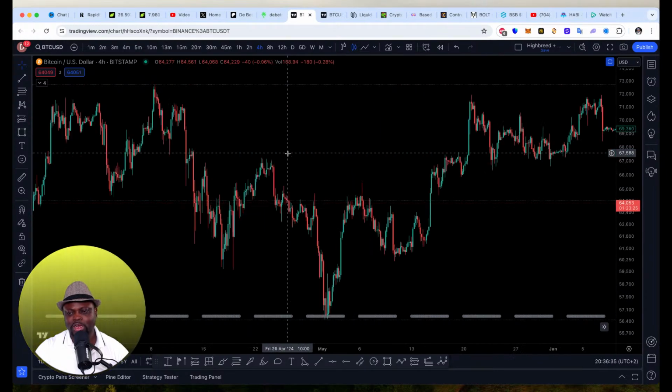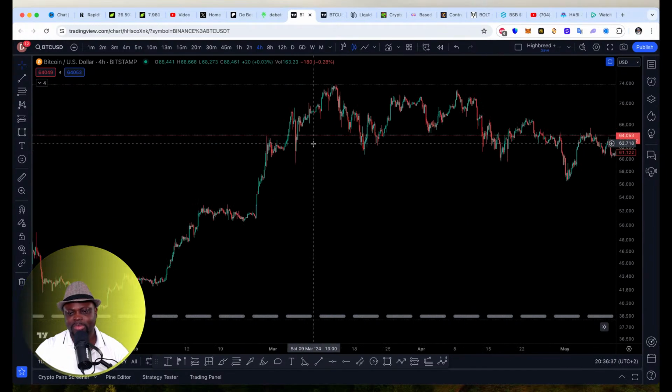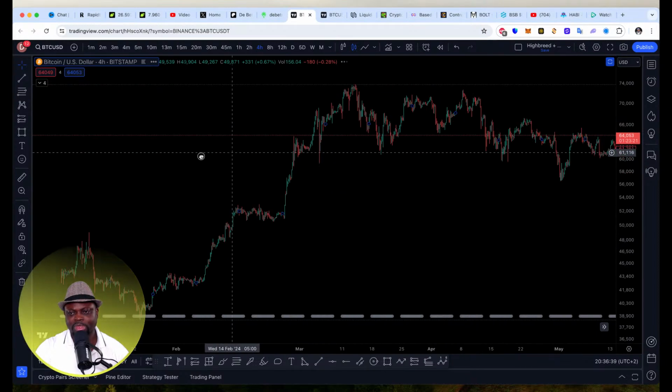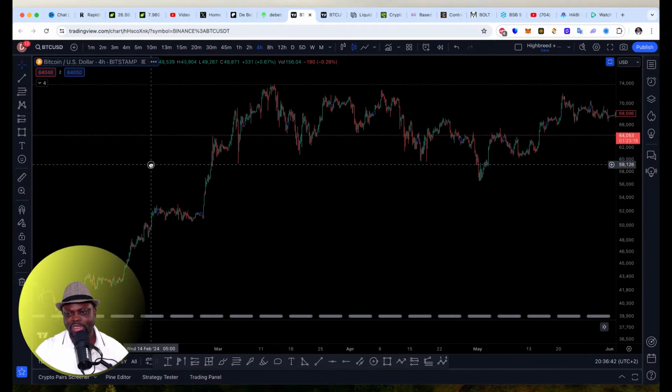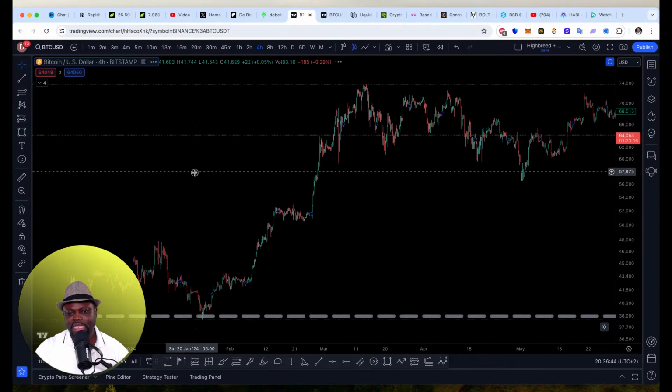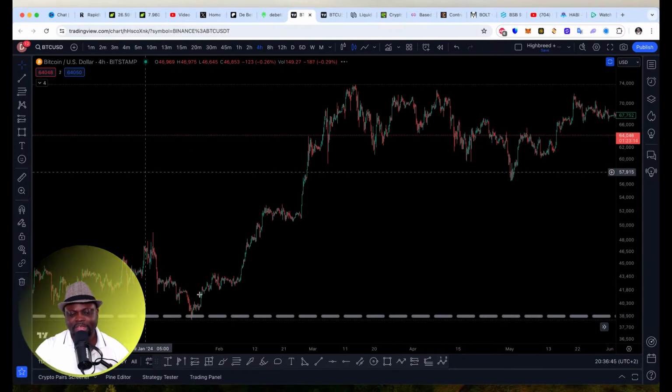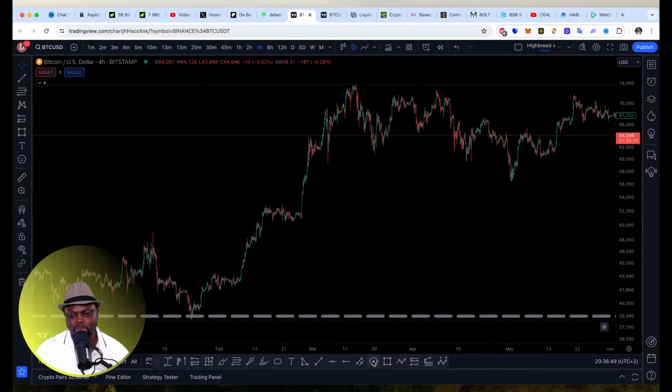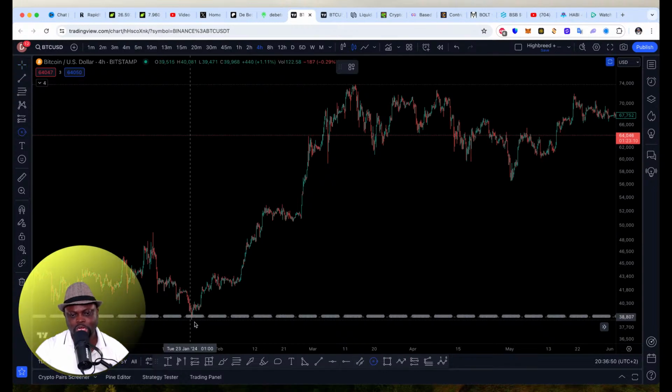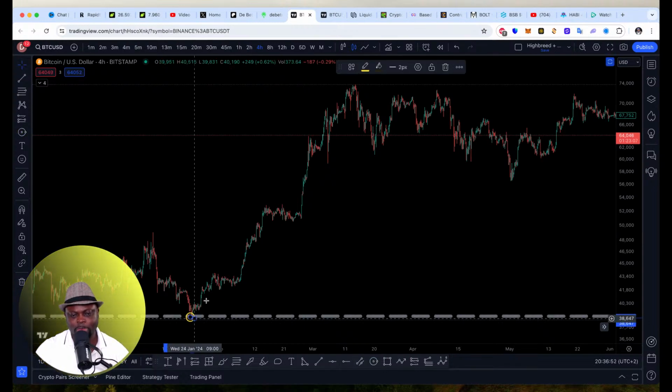Now I want to zoom a little bit so we see something here which is going to be important in what I'm saying. So now you can see that price left here. I'm now at this zone. Price left this zone in an uptrend, it went up.